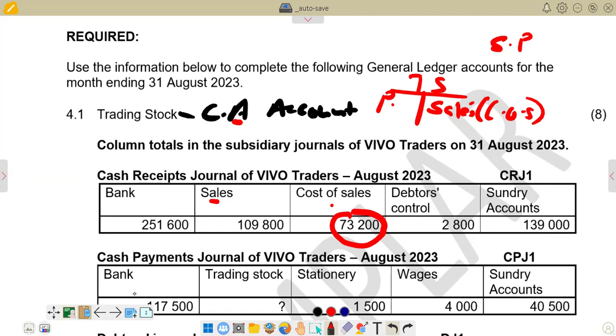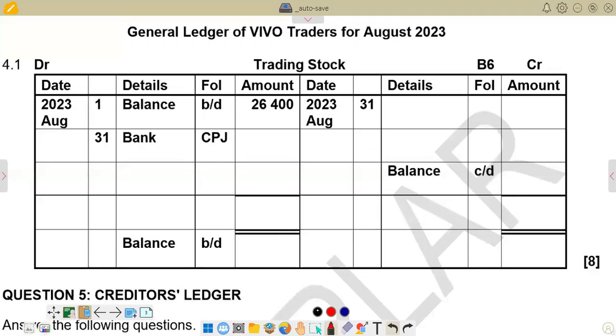Remember, this is the cash journal, so in the folio column we're going to put CRJ, representing our cash receipts journal. So if you come to the answer section, now we are just going to adjust the size. So this is our answer section. We're going to come to the credit side, and you're saying cost of sales. Remember, this transaction is on 31 August. So we say cost of sales.